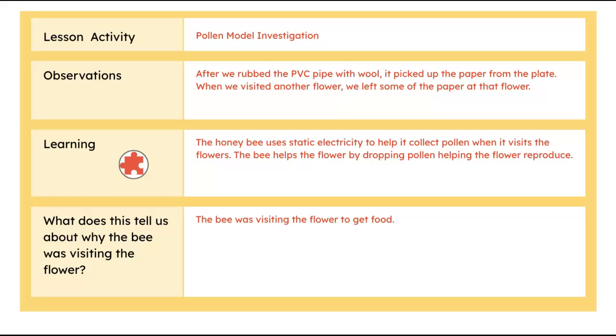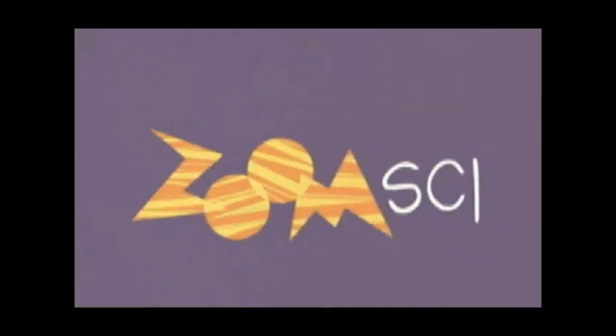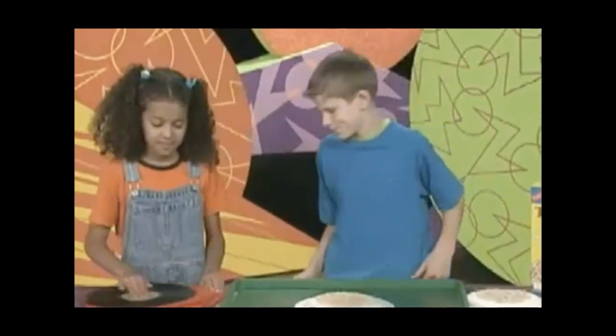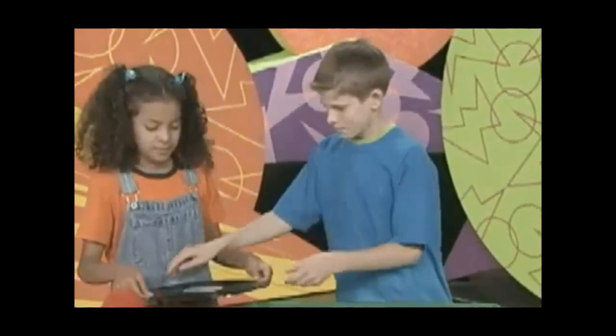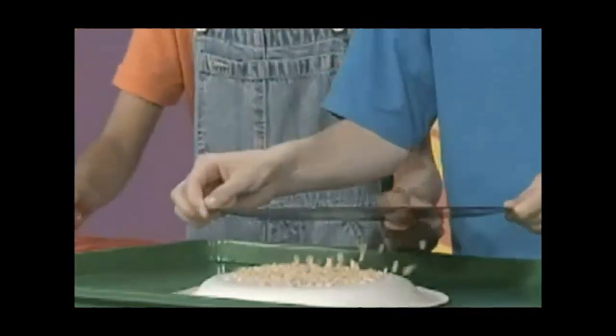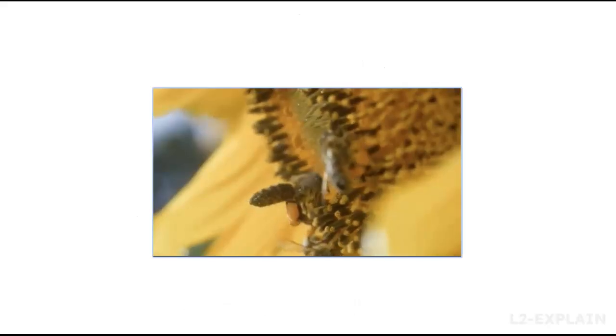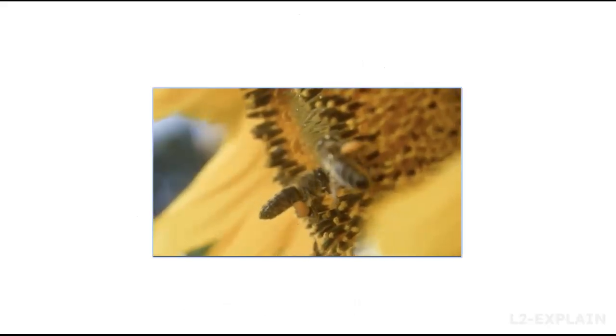From the discussion, students should understand that the bee was visiting the flower to get food. During the discussion, you'll show the video Static Electricity, Snap, Crackle, Jump. You'll also post the static electricity vocabulary card. You'll show students a bee video and ask about the tiny hairs on the honeybee's legs and the electrical interaction between the pollen and the bee's legs.